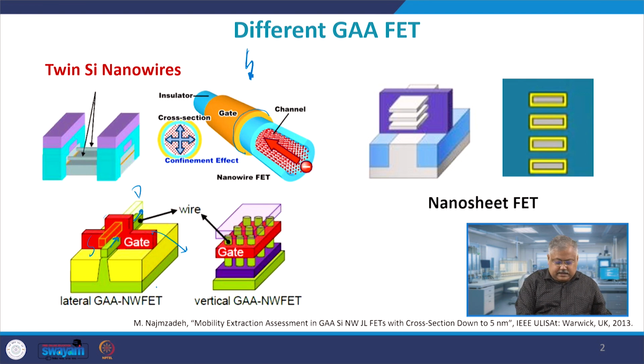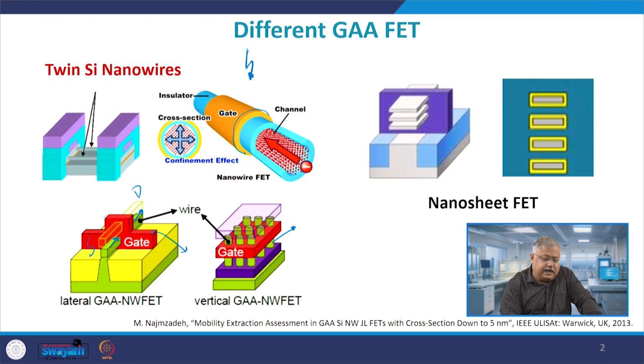Now, this is the lateral one, where the current is flowing parallel to the surface, parallel to the substrate. However, you can also have another type of gate-all-around nanowire FET where the current flows vertical to the surface. This is the vertical phenomenon which you see. The current flows in the vertical direction and the gate is in the horizontal plane, whereas in the lateral gate-all-around nanowire, the gate is perpendicular to the surface and the channel is along the horizontal plane.